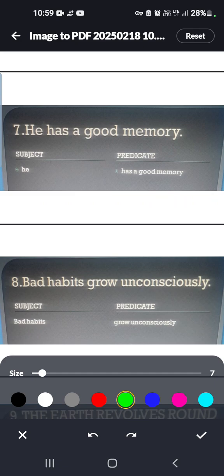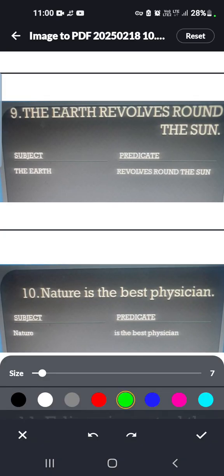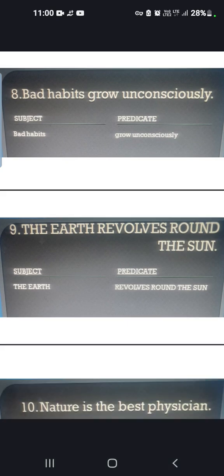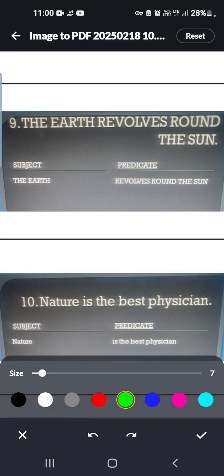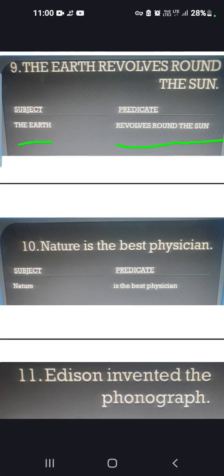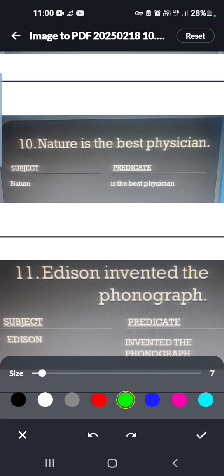Number seventh: he has a good memory. He becomes the subject and has a good memory is the predicate of the sentence. Number 8: bad habits grow unconsciously. Bad habits is the subject, grow unconsciously is the predicate. Number 9: the earth revolves round the sun. The earth is the subject and revolves round the sun becomes the predicate. Next, 10th number: nature is the best physician. Nature is the subject of the sentence and is the best physician is the predicate.